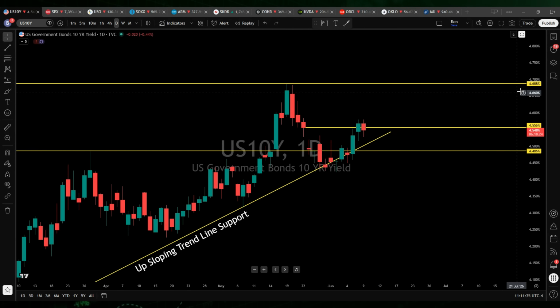So my next level of resistance is going to be 4.688. Now we will have a stopping point right here about 4.657. However, once we get here, we should see a nice sell-off in the US 10-year, and the S&P 500 should get a pretty sizable bounce.